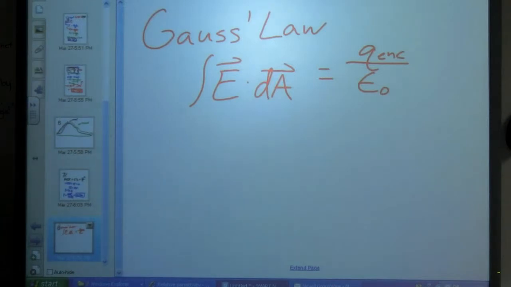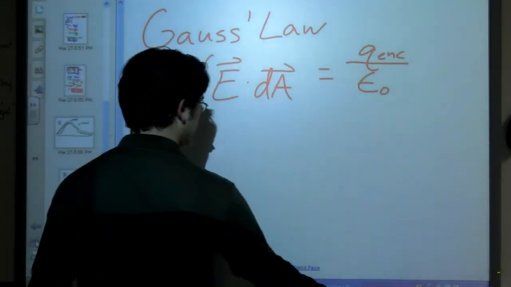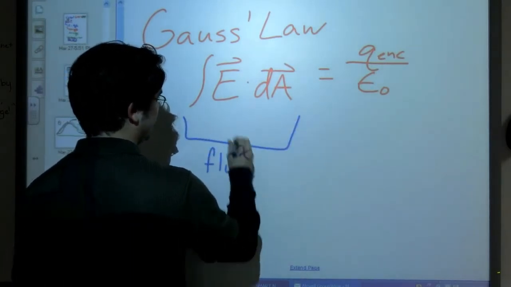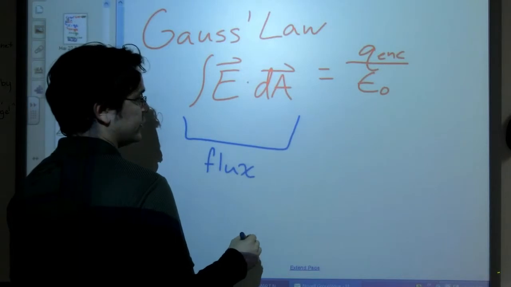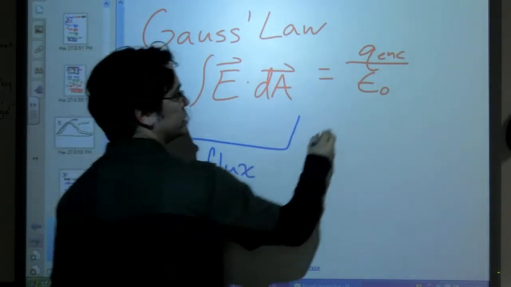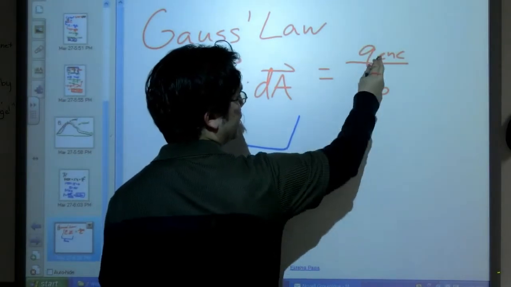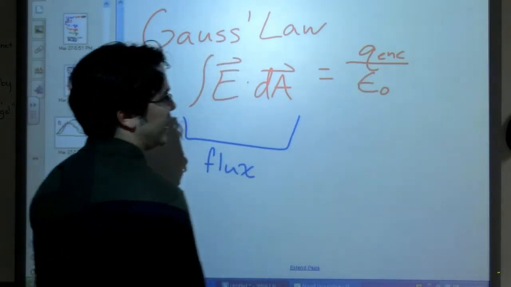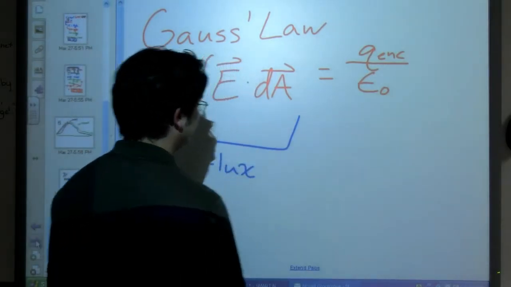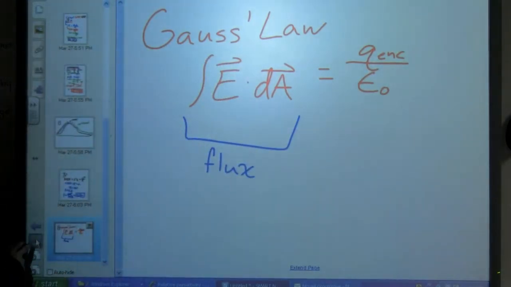But in short, this side is called the flux. It tells us how much of the electric field is going through a surface that we arbitrarily choose, and that is going to be directly related to the amount of charge that we have inside that surface divided by the permittivity of free space. Now, for this particular problem, I'm asking a very general question.